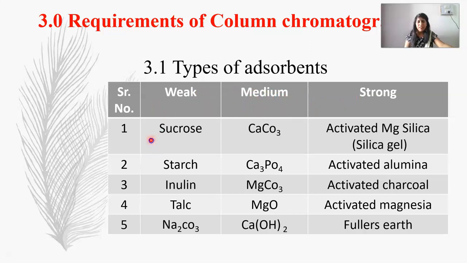Weak adsorbents are sucrose, starch, inulin, talc, sodium carbonate, and medium adsorbents are calcium carbonate, calcium phosphate, magnesium carbonate, magnesium oxide, and calcium hydroxide. And strong adsorbents are activated magnesium silicate, which is also called silica gel, activated alumina, activated charcoal, activated magnesia, and finally Fuller's earth. Apart from this, there are many more adsorbents utilized for column chromatographic conditions.